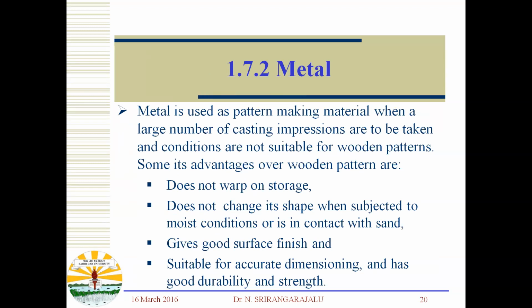Metal is also used for pattern making. Metals are used as a pattern making material when a large number of casting impressions are to be taken, or when conditions are not suitable for wooden patterns. Some of its advantages over wooden patterns are that it does not warp or shrink in storage, does not change its shape when subjected to moist conditions, gives a good surface finish and is suitable for accurate dimensioning, and has good durability and strength.